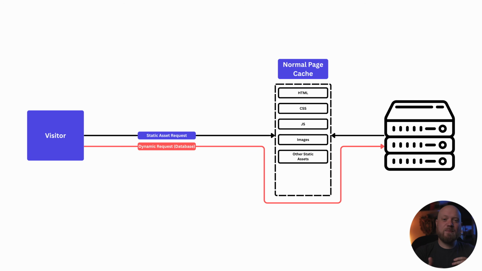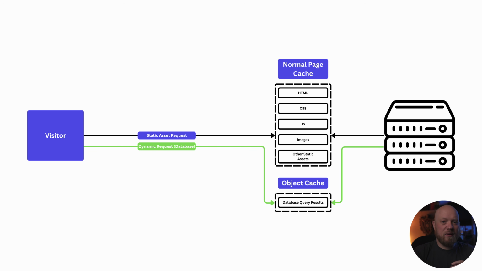FlyingPress now allows you to enable Redis object caching in a few simple steps, greatly reducing the load on your server and optimizing database queries for improved performance. Redis is basically like a page cache, but it caches database query responses instead of just HTML and other static assets. For WordPress, which is a query-heavy platform, object caching like Redis can improve performance drastically.